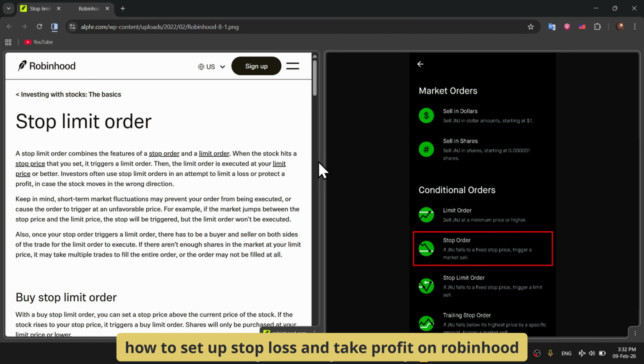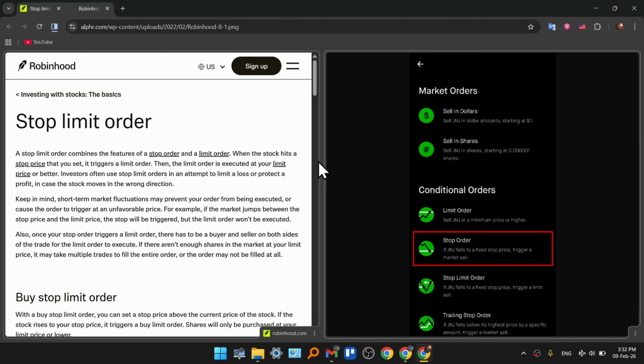If you trade stocks on Robinhood, you can automatically close positions using stop loss and take profit orders. So firstly, open Robinhood and tap the stock you already own, then tap trade and then sell. This won't sell immediately, it just opens the order settings.